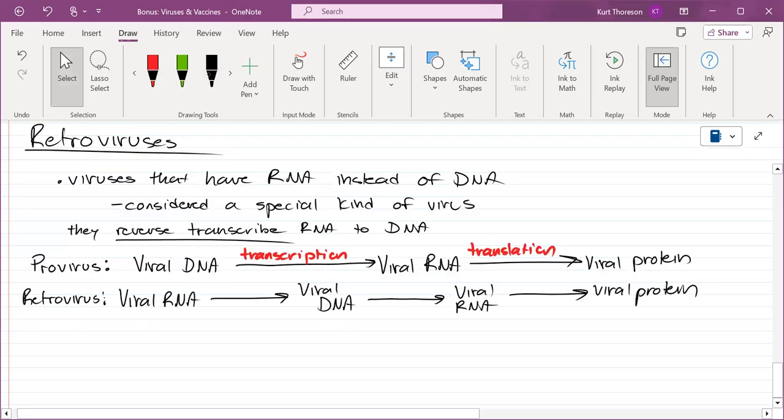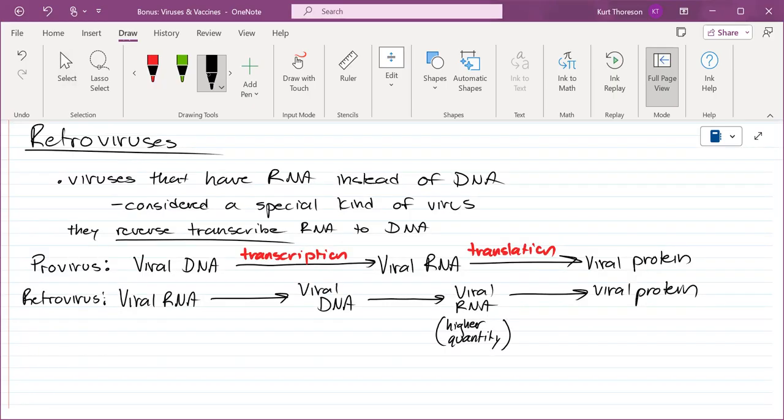Because once you have viral DNA, you can make RNA and you have a higher quantity. You can make a lot more of it if it's coming from DNA. That's why you do it. You start out with one copy of viral RNA. You turn that into DNA. And then now that you have DNA, you can make a ton of RNA, which means a ton of protein.